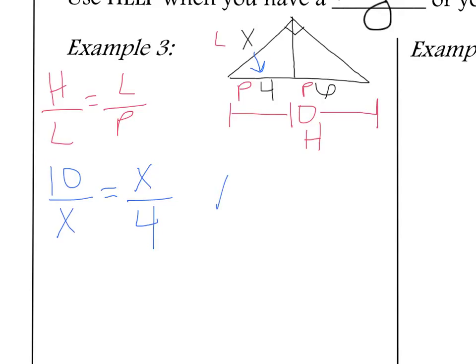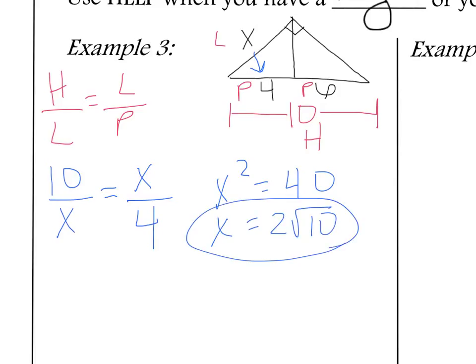So now we cross multiply, x squared equals 40. So x is equal to 2 on the square root of 10. Again, look what you have here. 4 is a perfect square. Square root of 4 is 2. 10 doesn't break down by itself, so then it just stays.